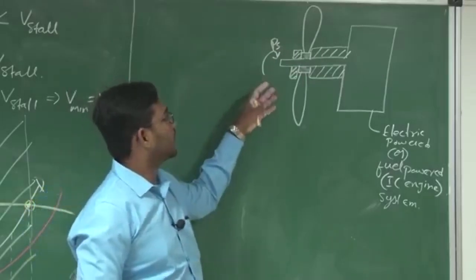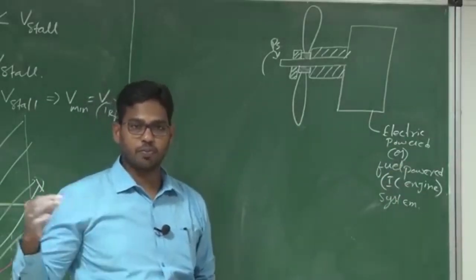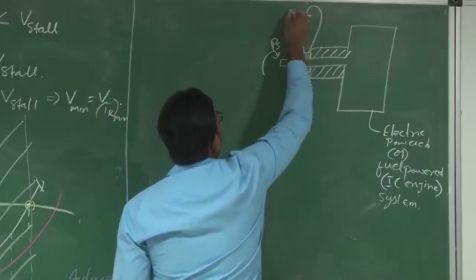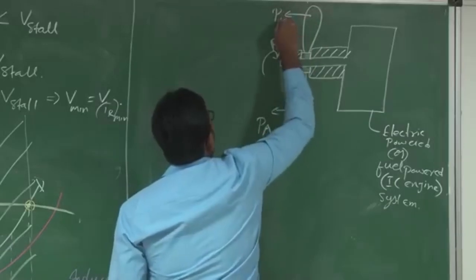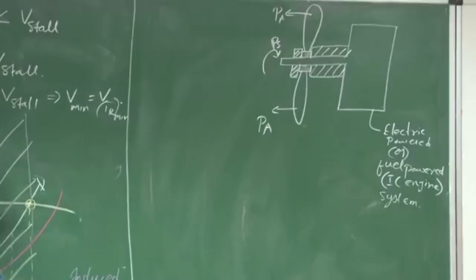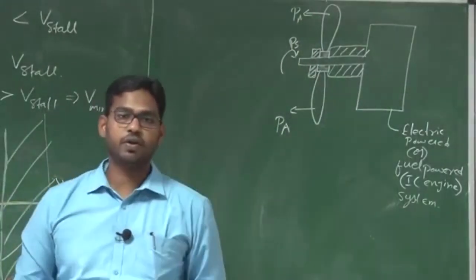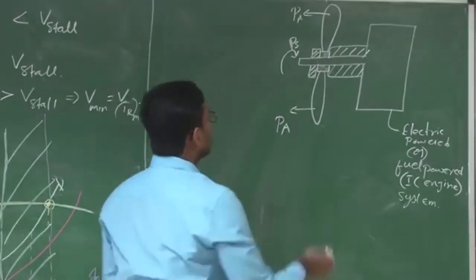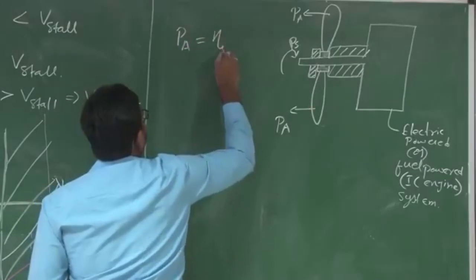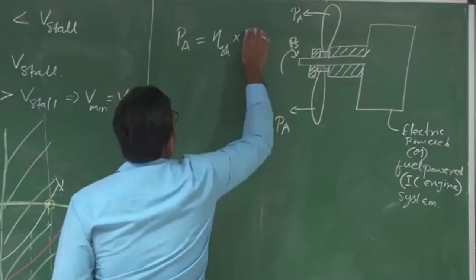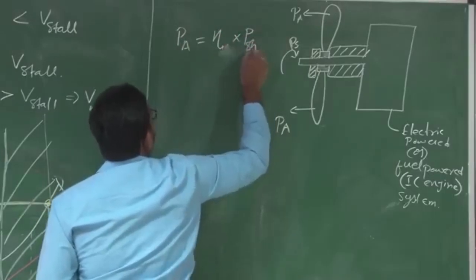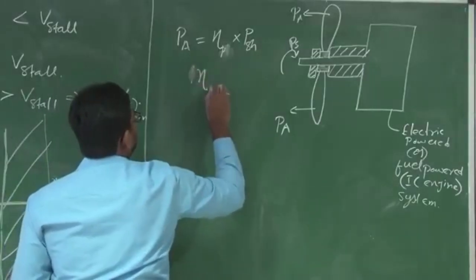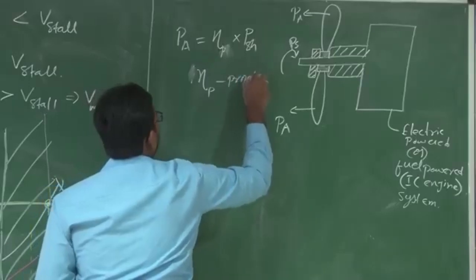Now you need to convert this mechanical power to the useful power to propel the aircraft forward. How are you doing it? You convert this shaft power to available power, power available, by means of the propeller. This power available will help you to achieve different velocities when you build a propeller driven UAV. This power available is equal to shaft power times the propeller efficiency. Eta P stands for propeller efficiency.